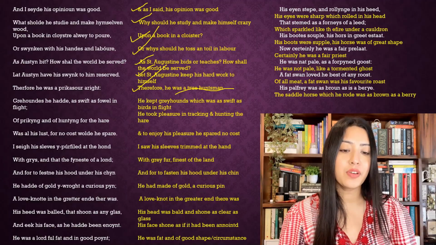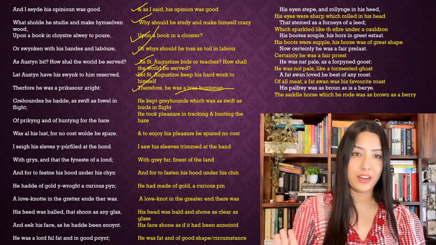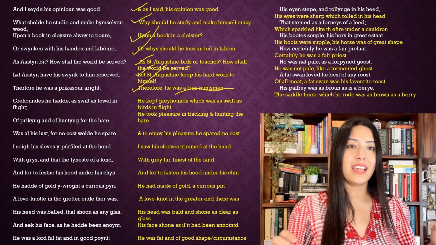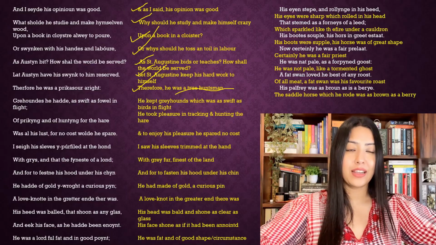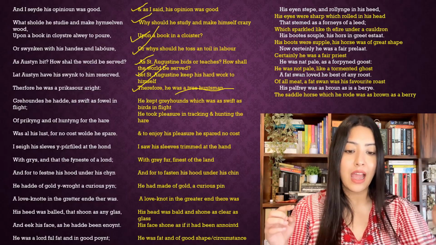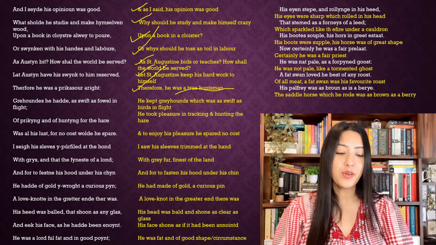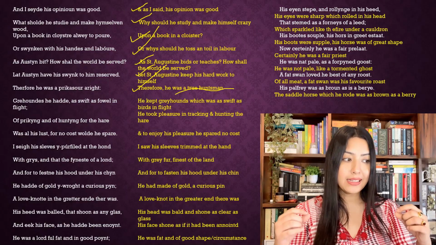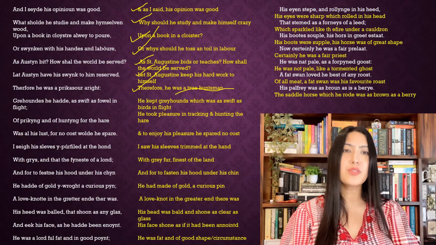And then he kept greyhounds, which were as swift as birds in flight. So you just imagine a monk, and you imagine that he is a hunter. He has greyhounds that are fast. They're like dogs, they run fast and everything. And he took pleasure in tracking and hunting the hare. So the idea of a monk and the description of the monk as we see in the Canterbury Tales do not add up, right?